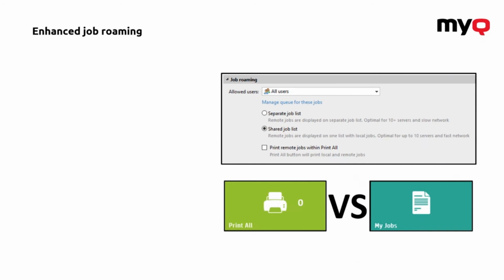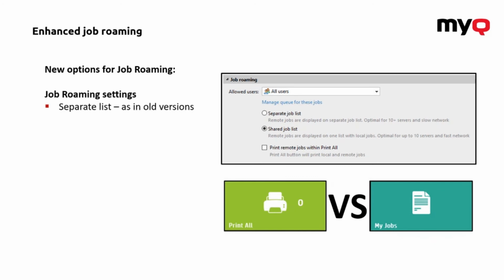The first and the most important one is that you can now define how this will work. The way it worked before was that if you wanted to print a distant job that is actually spooled on a different site than you are now, you had to go through the option My Jobs, which is an icon of the embedded screen, select the job roaming tab, and download the job to the local server. Now, with version 8.1, you've got additional options. You've got an option of a separate list, which means that it works the way it was before.